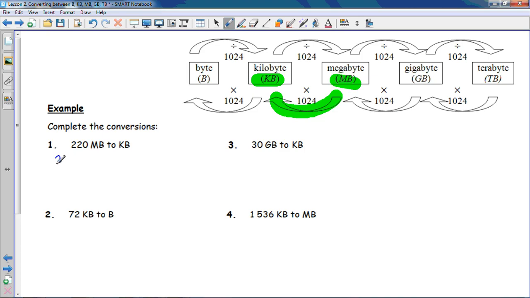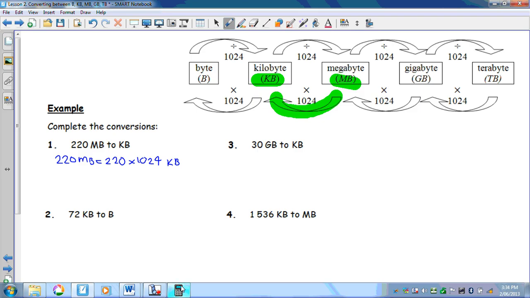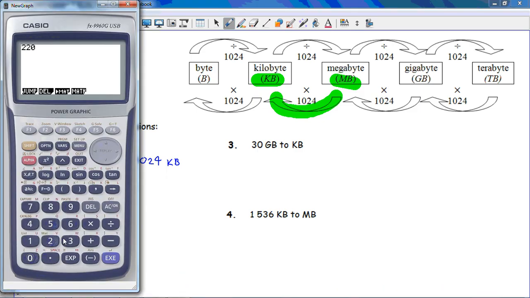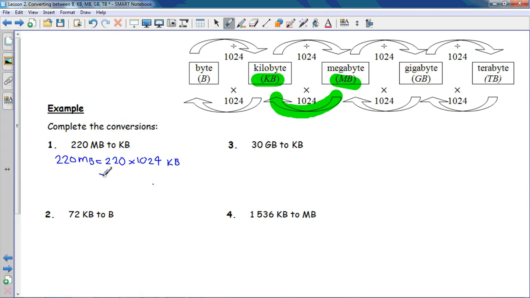We have 220 megabytes and we're going to convert that to kilobytes. So what we need to do is follow that arrow, which is multiplying by 1024 to get us to kilobytes. And when we do that on our calculator, 220 multiplying by 1024, we come up with 225,280 kilobytes. So writing that here, 225,280. Now it's really important that you put your units, kilobytes. Make sure you put that kilobytes and it's in capitals.